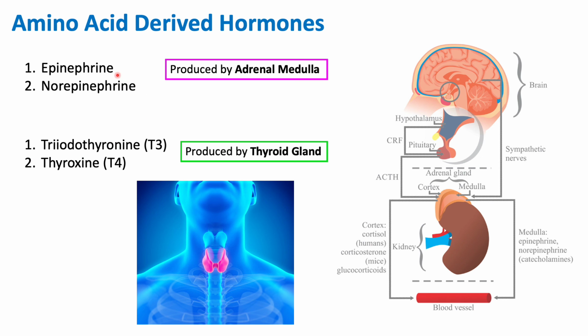Now lastly, these are the different types of amino acid-derived hormones. We have epinephrine and norepinephrine, which are produced by the adrenal medulla. Once again, the adrenal medulla is located right above the kidney. And then we have T3 and T4, which are produced by the thyroid gland, and our thyroid gland is located at the front of our neck, wrapped around the windpipe, or our trachea, and we can see that highlighted in pink over here. And this is just a quick overview of the different classifications of our different types of hormones. Each of these hormones will be gone over in more detail in several videos.